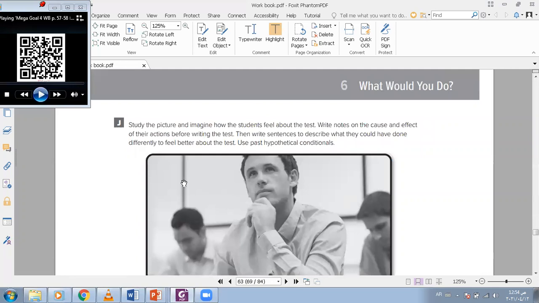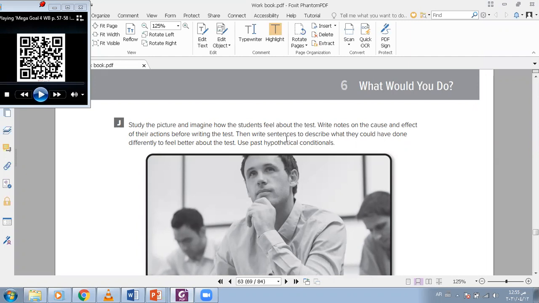طيب page 63 he wants you to study the picture and imagine how the students feel about the test. Write notes on the cause and effect on their actions before writing the test. يعني انت عاوزك تنظر للصوره كويس وتشوف الطلاب دول بيفكروا في ايه بخصوص الاختبار. هتكتب طبعا السبب والنتيجه of their actions before writing a test.